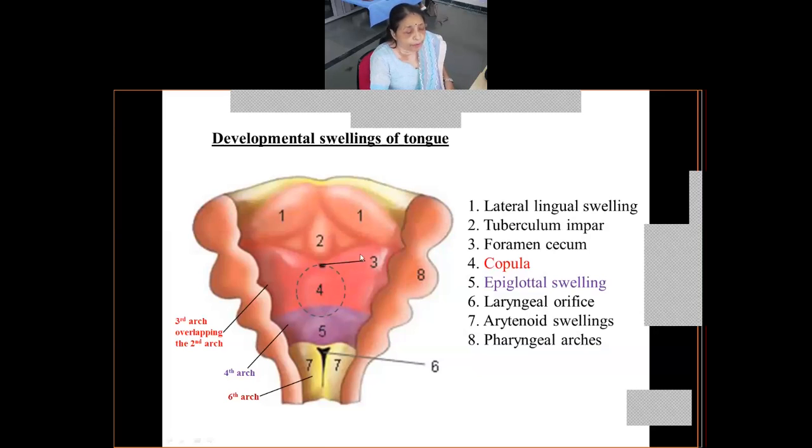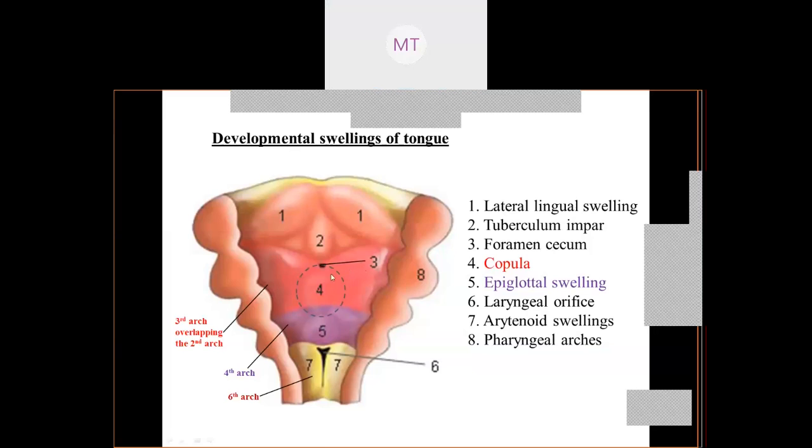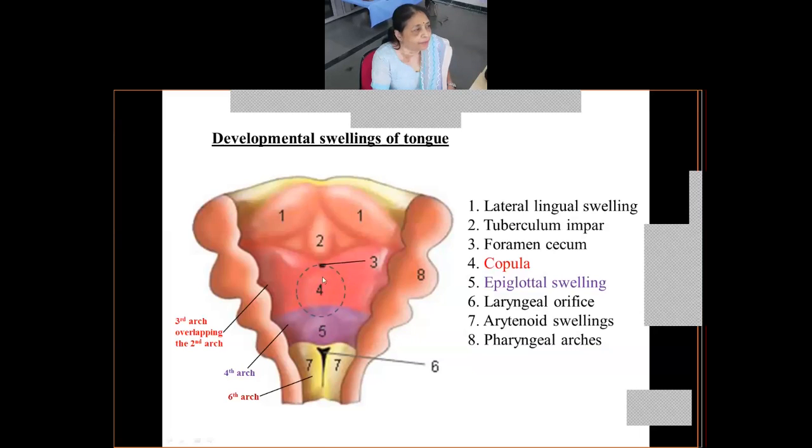From this copula, the posterior one-third of the tongue and the most posterior part of the tongue are developed. The posterior one-third will be supplied by the nerve of the third arch, the glossopharyngeal nerve. The most posterior part of the tongue also develops from the copula, but the nerve of the fourth arch is the superior laryngeal nerve, so that part will be supplied by the branch of the vagus nerve.